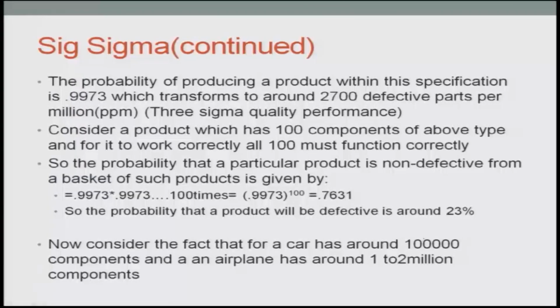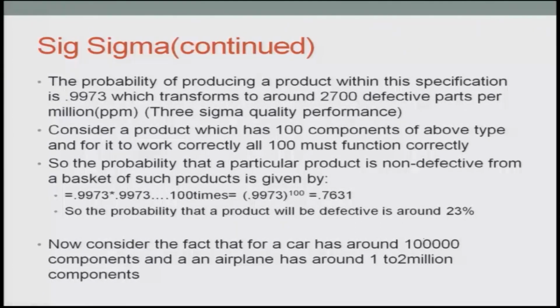So, it basically comes out to be 0.7361. So, the probability that the product will be defective, if I find out from that overall group which is 100 products, would be 1 minus 76.31. So, it basically comes out to about 23% or 24%.